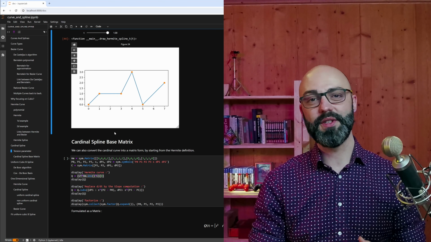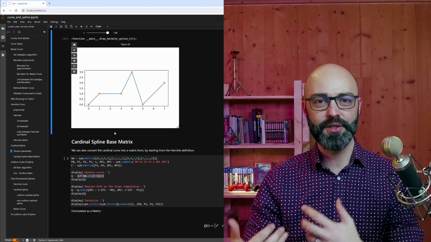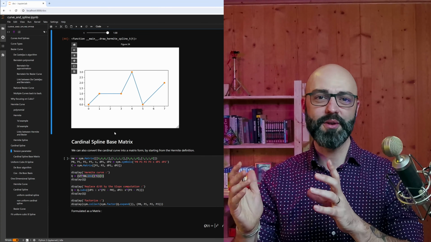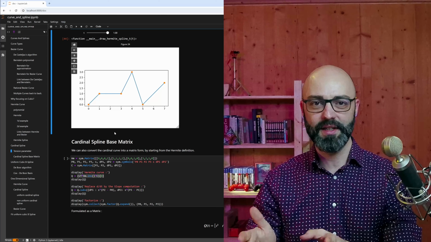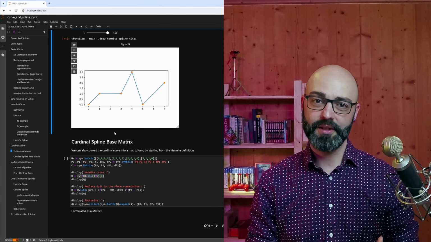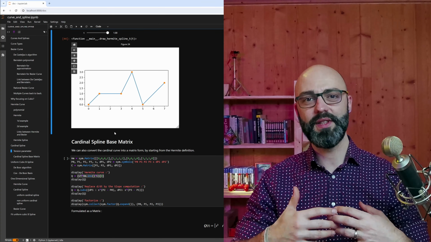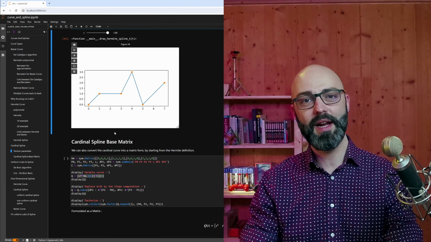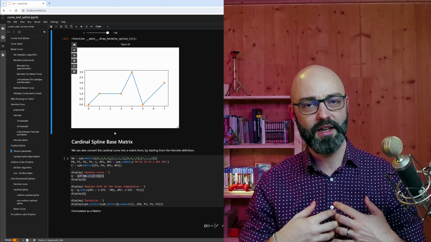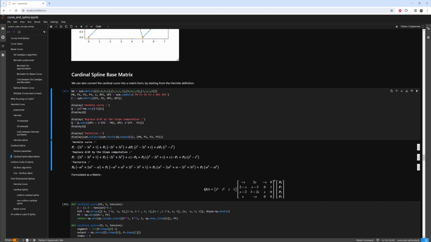Now, what we've done so far is still using the Hermite curve functions we had before, with a function that goes from cardinal to Hermite and then uses the Hermite to draw the curve itself. What we can do is try to directly find a mathematical function that allows us to render a cardinal spline without the need to go through the Hermite function.